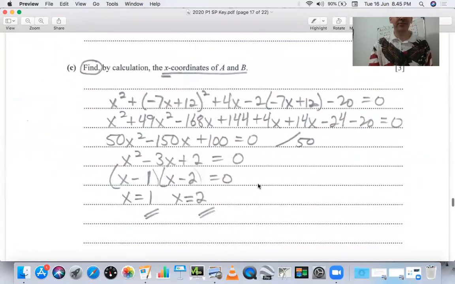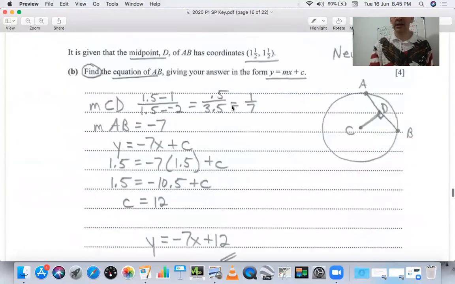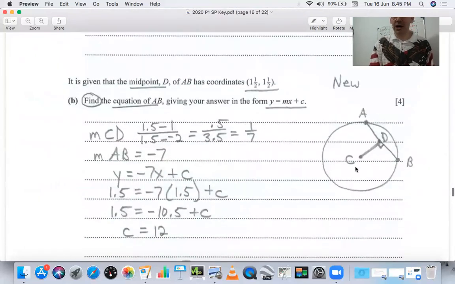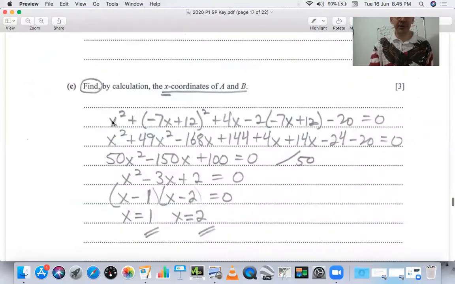Moving on, here we have another one. Find by calculation the coordinates of A and B, or just the x coordinates. So we don't need to find the y, just the x coordinates. Now A and B are on the circle and A and B are on the line. So we need to do simultaneous equations with a line and a circle. We're just going to substitute the line right into our circle.